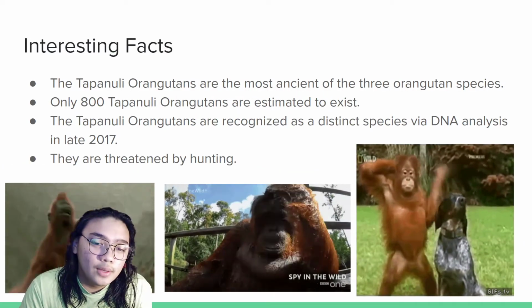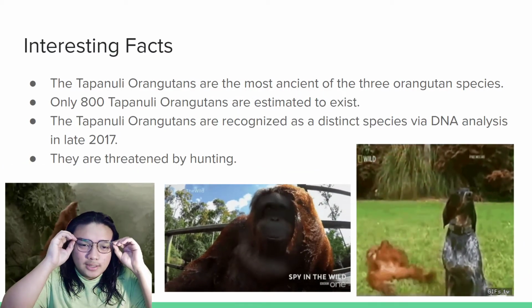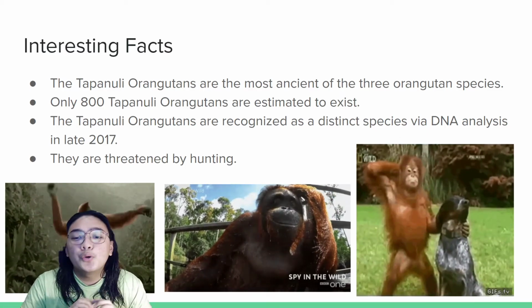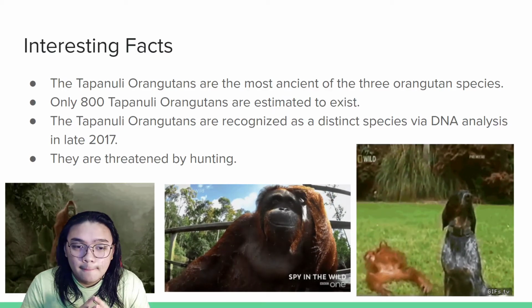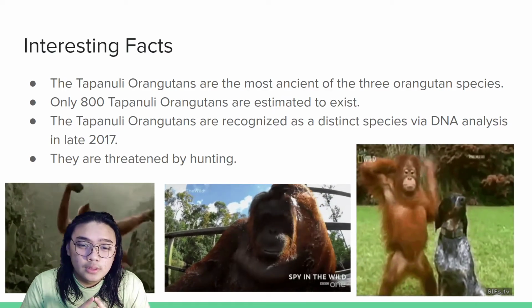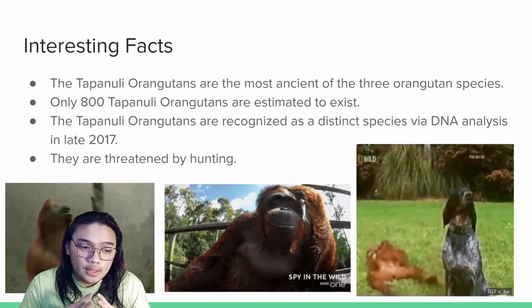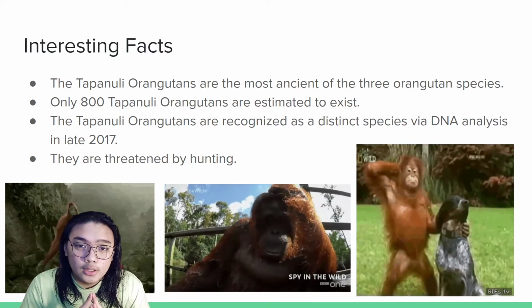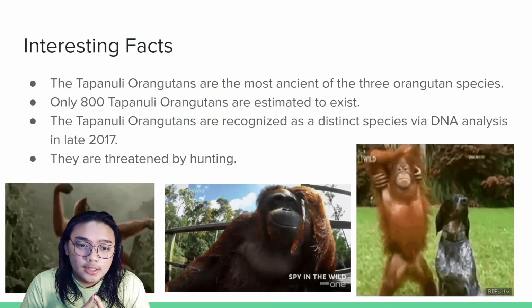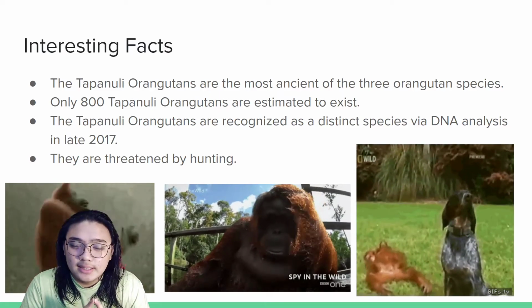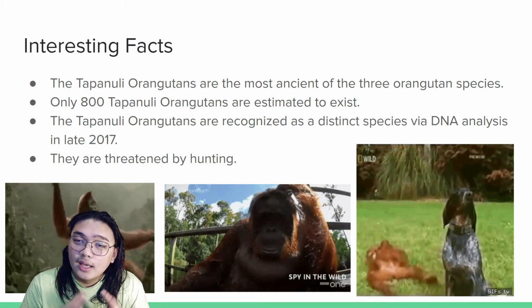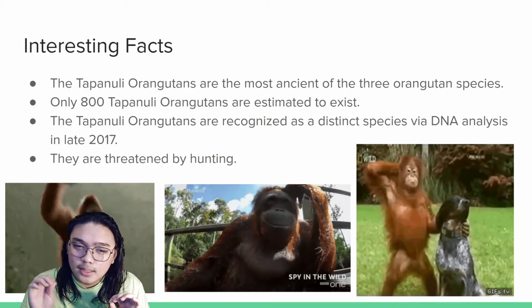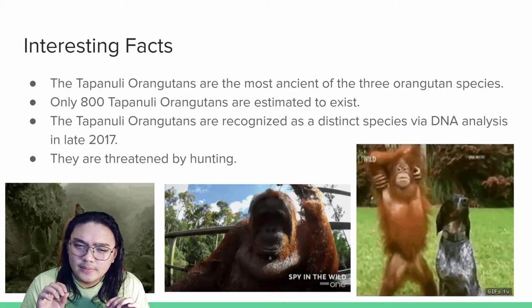Interesting facts about them. Okay, so an interesting fact about the Tampanuli orangutan is that they're the most ancient out of the three orangutan species, and there are only 800 of them existing in the world right now, and I think all of them are in Sumatra, Indonesia. The Tampanuli orangutans were recognized as a distinct species via DNA analysis in late 2017, and I also think that's the year when they were discovered, 2017.